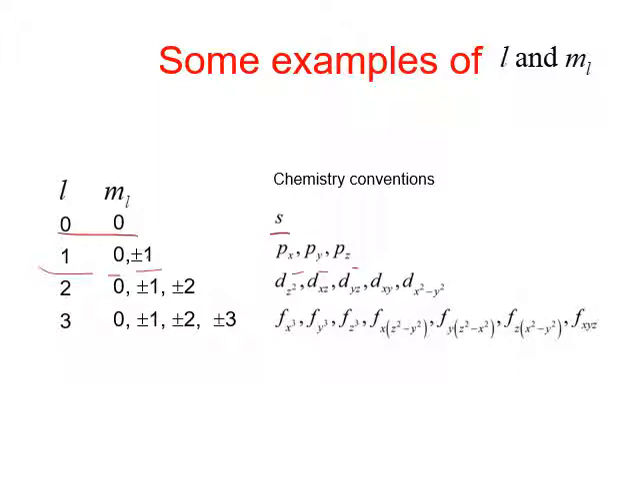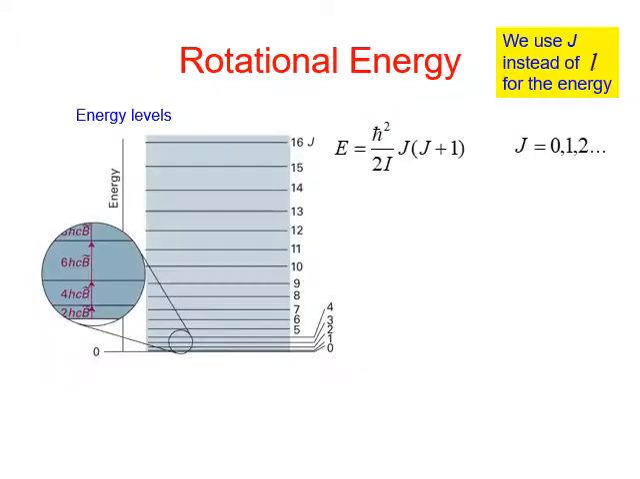And when L equals 2, M can be 0, positive, negative 1, positive, negative 2. So the combination of L and M give you 5 orientations. They call them d orbitals with different orientation. And when L equals 3, M can be 0, positive, negative 1, positive, negative 2, until positive, negative 3. That's 7 orientations. And these are the 7 f orbitals.